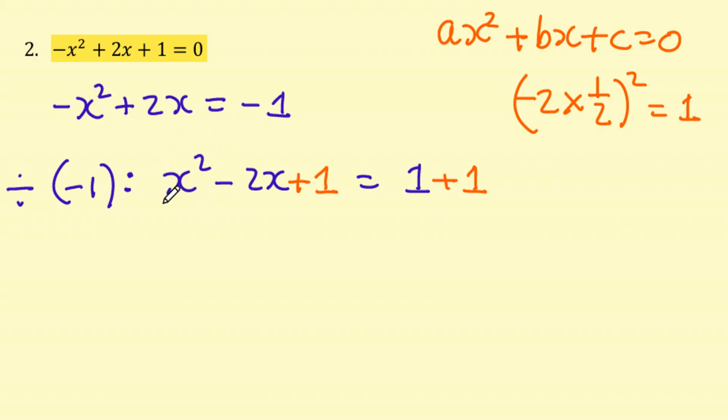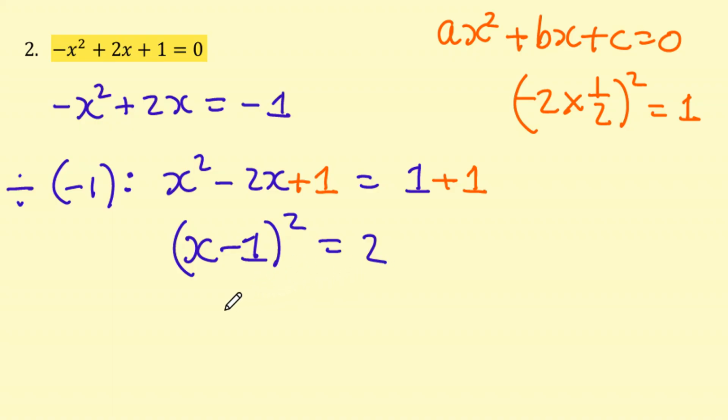So we take the square root of the first term, the square root of x squared, which is x. The sign of the second term here, which is a negative, and the square root of the third term on the left-hand side, which is 1. And this is all squared. On the right-hand side, we'll have 2.